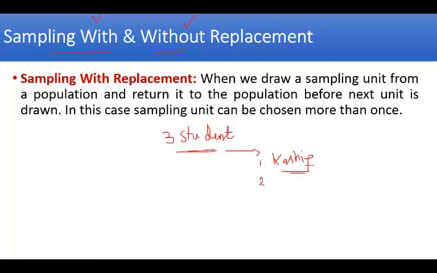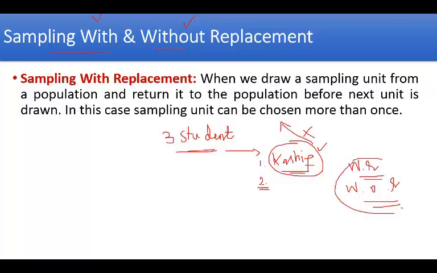Before drawing the second unit, there are two possibilities here. Either I am going to replace this person back to the population, back to the class, or I will not replace them. If I replace them back to the population, then for the second selection, Kashaf may again be selected. This is known as sampling with replacement. Whereas if I do not replace them before drawing the second unit, this is known as sampling without replacement. So there is a fundamental difference between the two.